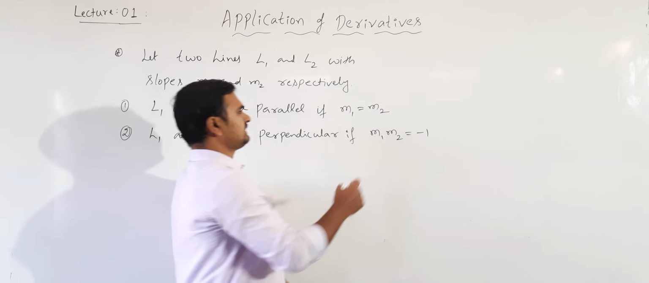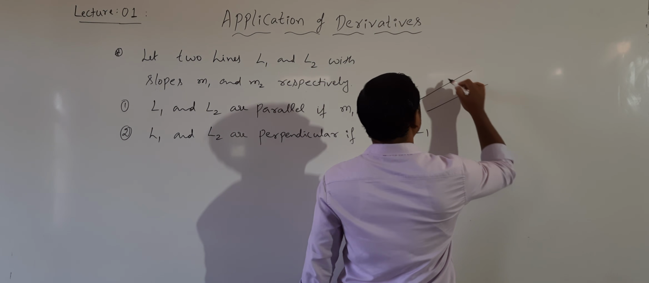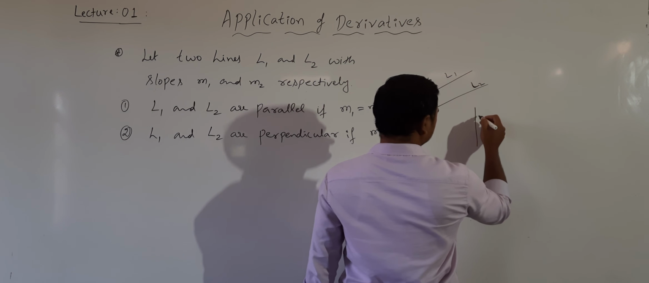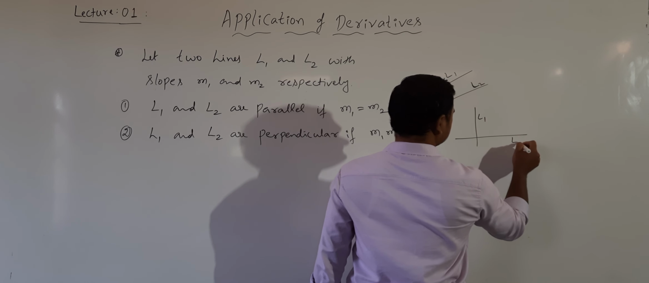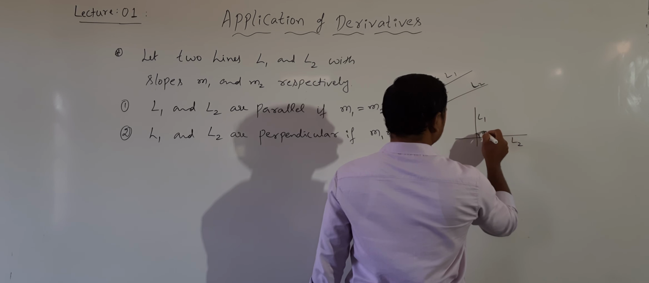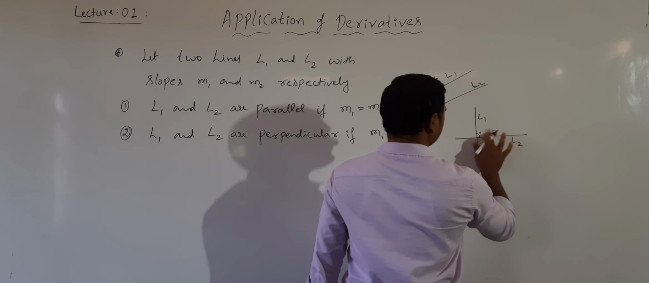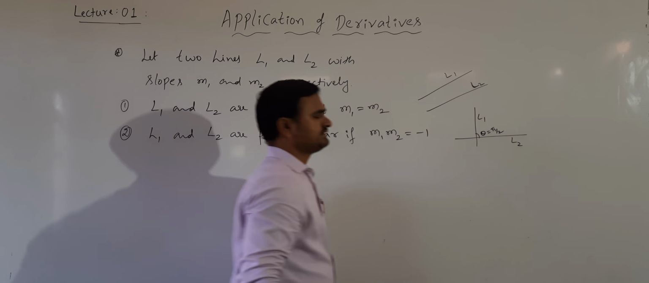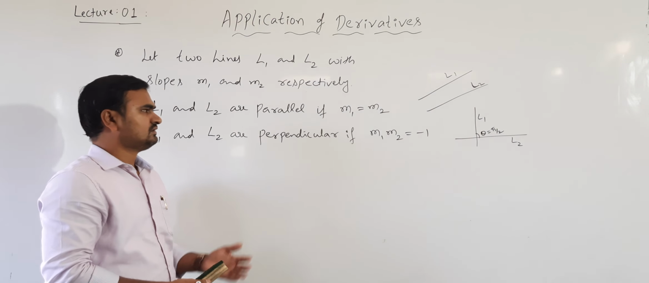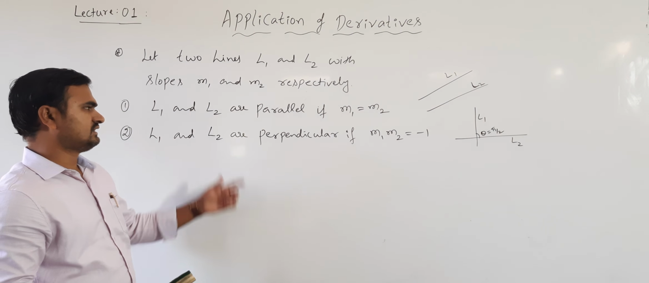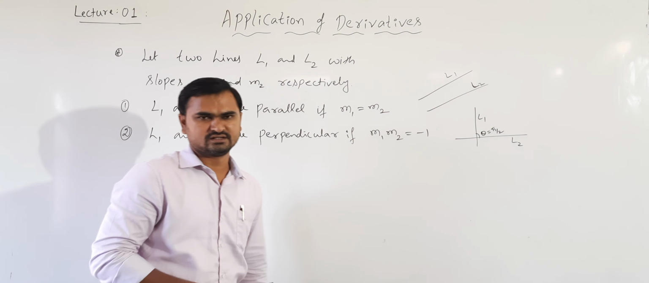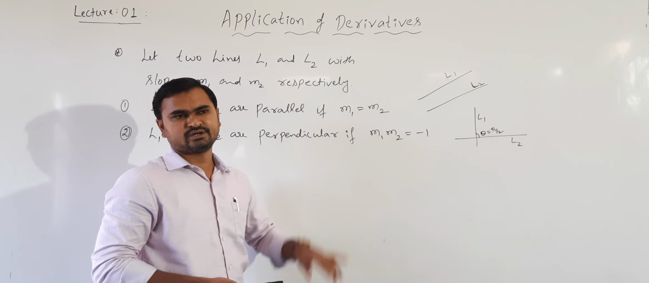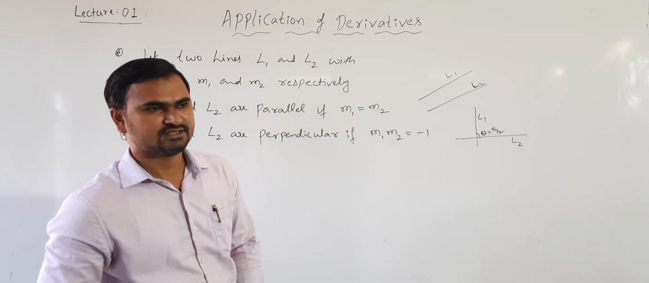Lines may be parallel like this: this is L1, this is L2. If they are perpendicular, this is L1, this is L2. So here theta is 90 degrees or pi by 2. These are perpendicular lines. These are the two special cases: lines are parallel or perpendicular. Now all lines may not always be parallel or perpendicular. They may be intersecting at some angle.